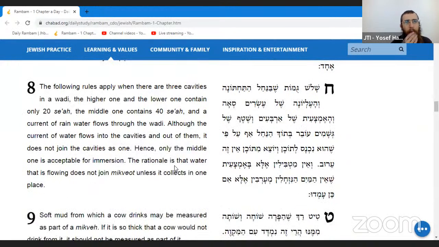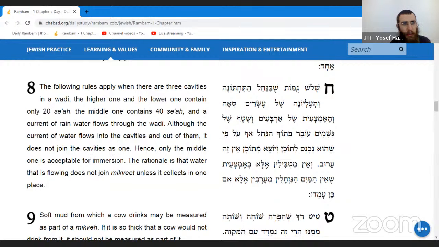Halacha number 8, the following rules apply when there are 3 cavities in a wadi. The higher one and the lower one contain only 20 sa'ah. The middle one contains 40 sa'ah. And the current of rain water flows through the wadi. Although the current of water flows into the cavities and out of them, it does not join the cavities as one, because it's only because it's raining. Once it stops raining, they won't be connected. Hence, only the middle one is acceptable for immersion.